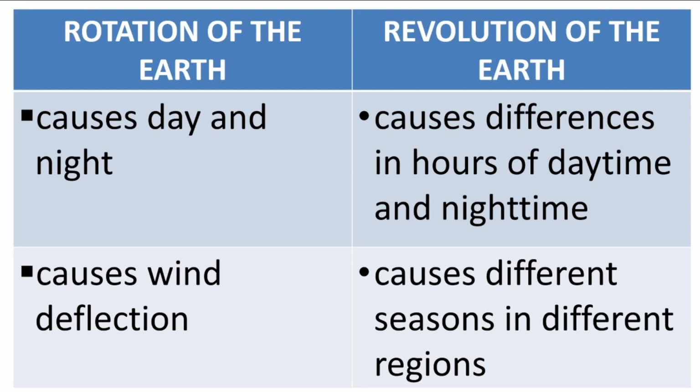Rotation of the Earth causes day and night and causes wind deflection. Revolution of the Earth causes differences in hours of daytime and nighttime and causes different seasons in different regions.